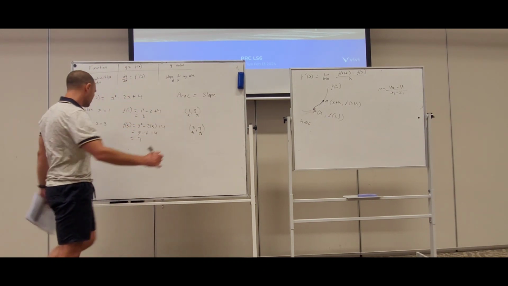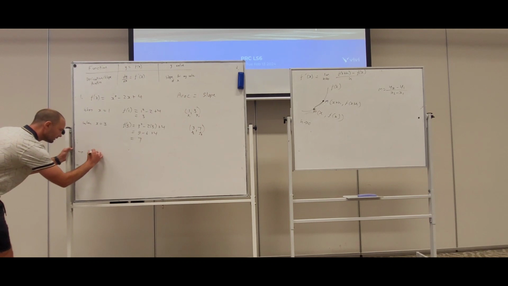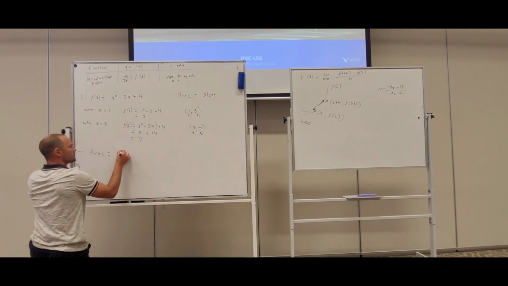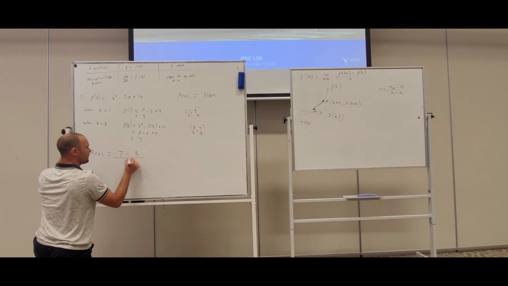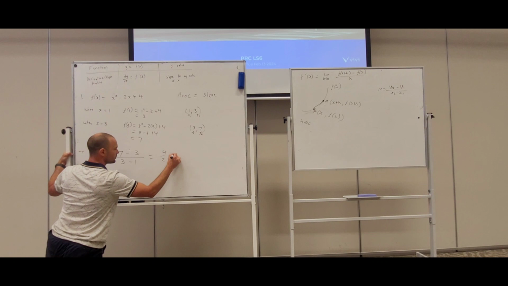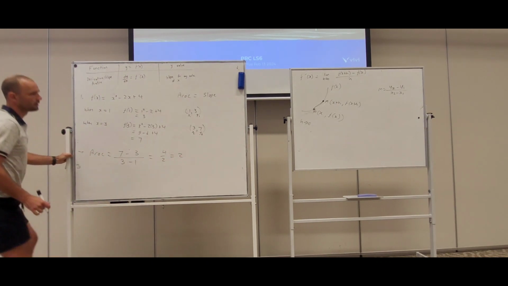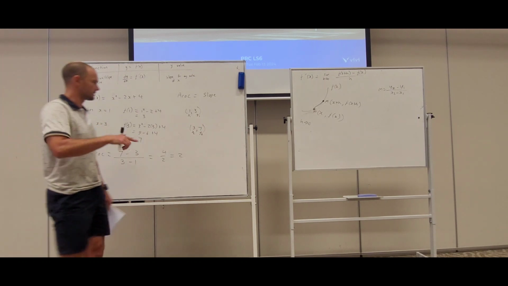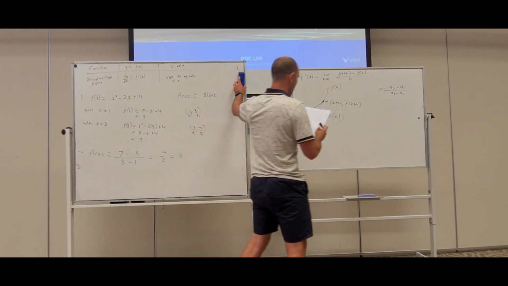So let's find the average rate of change then. It's going to be y2 take y1, 7 take 3 on top of 3 take 1. We'll have 4 on top of 2, which is 2. Average rate of change is 2. Between these two coordinates, the slope is 2. Very good. That's part A.